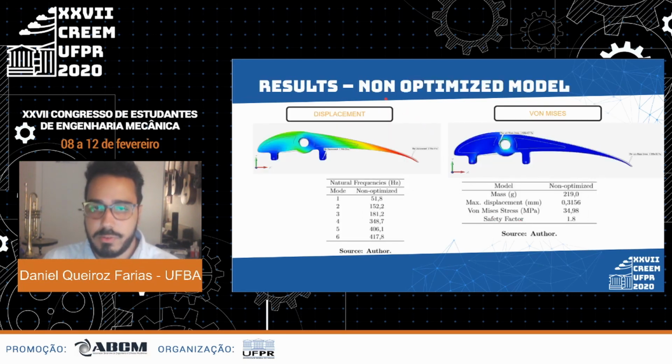The first result obtained was from a non-optimized model. Both the displacement and the von Mises stress were analyzed, as well as the natural frequencies from the first 6 modes. Here you can see the full mass, as well as the maximum displacement obtained, and also the maximum von Mises stress. The safety factor obtained for this result was 1.8.